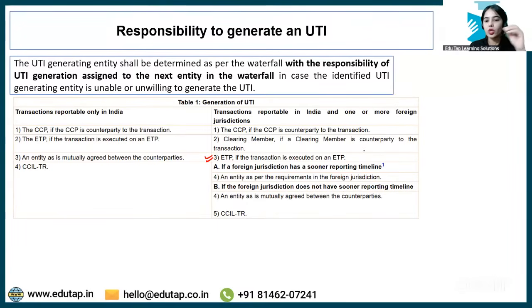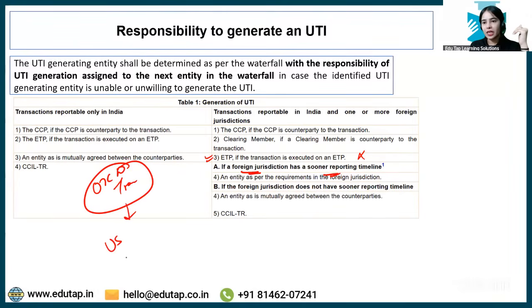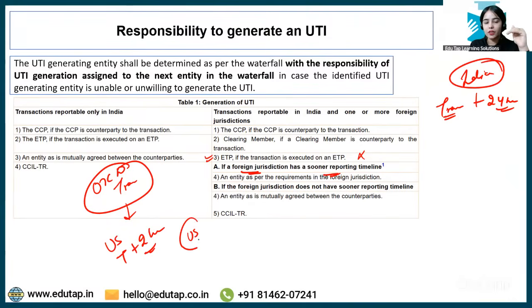Let's say it is not willing to generate the UTI, then the next, the ETP, electronic trading platform, will generate the UTI. If it is not able to generate the UTI, and if a foreign jurisdiction has a sooner reporting timeline, that means the over-the-counter derivative transaction happened, and let's say in the US, the reporting timeline is that as soon as the transaction happens, within 2 hours, reporting should happen. While in India, it is within 24 hours. So the reporting is sooner in the foreign jurisdiction, in the US.